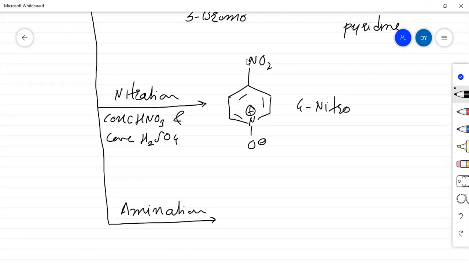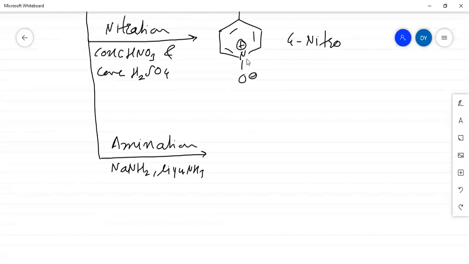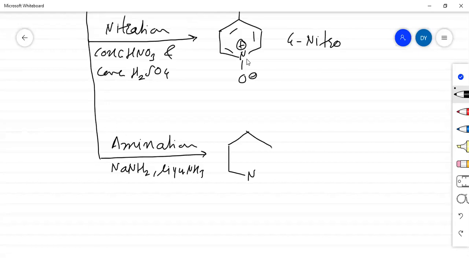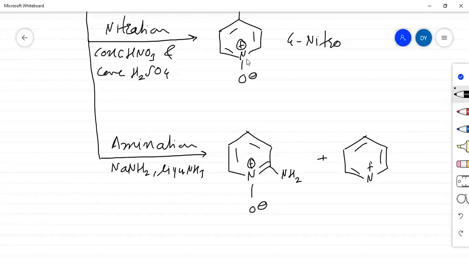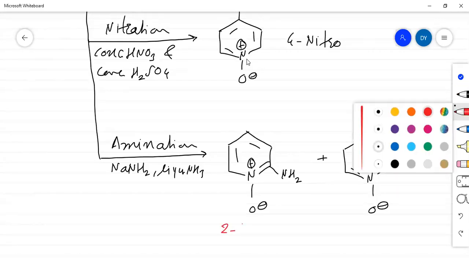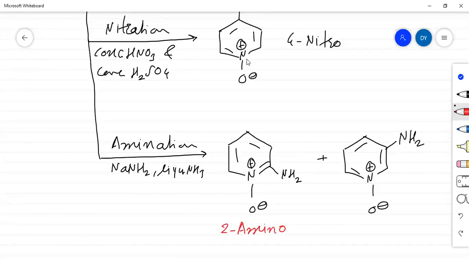Then the next reaction is the amination reaction. In amination, NaNH2 and liquid ammonia act as aminating agents. Amination means there is the attachment of an NH2 group. So we get these compounds. The first one is called 2-amino-pyridine-N-oxide and the second one is called 3-amino-pyridine-N-oxide.